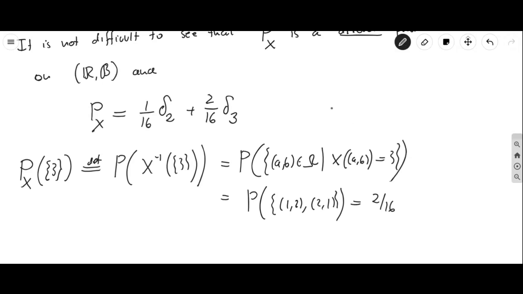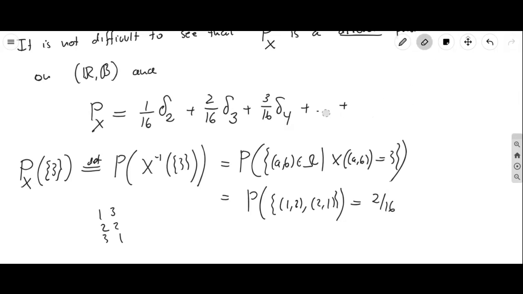And then you'll have other ones. You can also have delta 4. This is the Dirac delta at the number 4, and this would be 3 over 16, because you can add up to 4 as 1, 3, 2, 2, 3, 1. And this will continue. And the largest one you can have is delta 8, 4 plus 4, which would happen as 1 over 16.